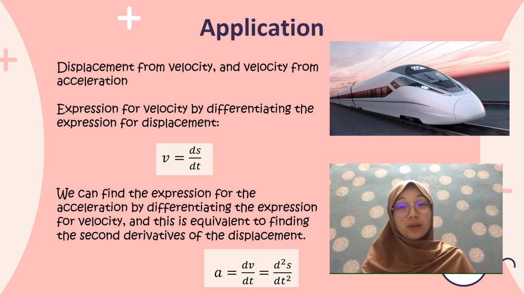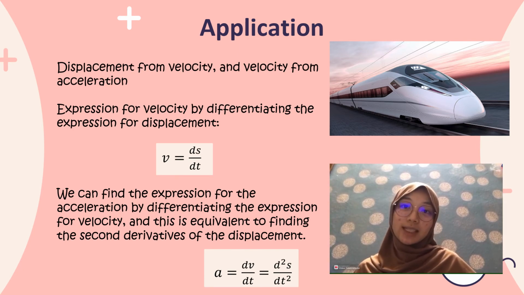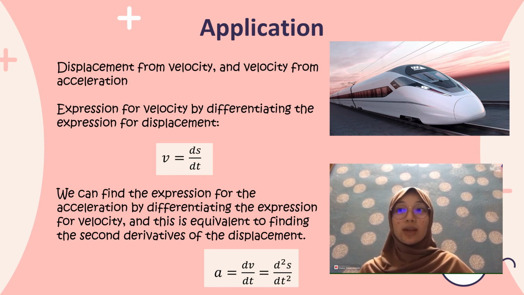An example of an application of indefinite integrals is a high-speed train, where we find the displacement from velocity and the velocity from acceleration. We can find the expression for velocity by differentiating the expression for displacement, such as v is equal to ds over dt. We can find the expression for acceleration by differentiating the expression for velocity, and this is equivalent to finding the second derivative of the displacement. For example, a is equal to dv over dt, which is equal to d squared s over dt squared.